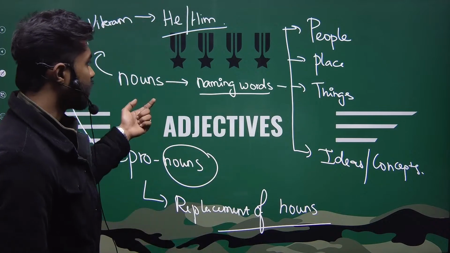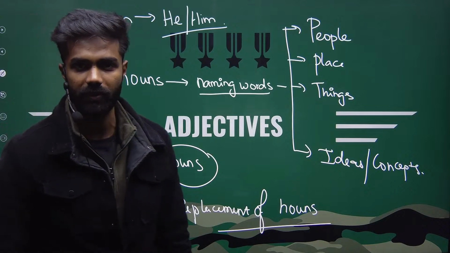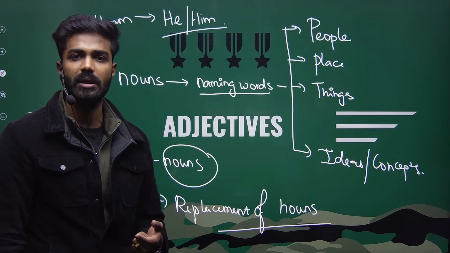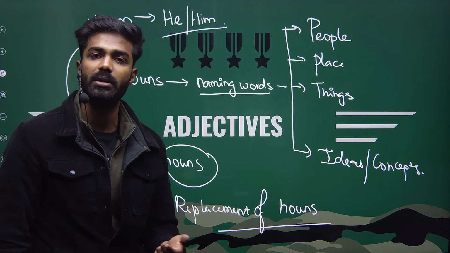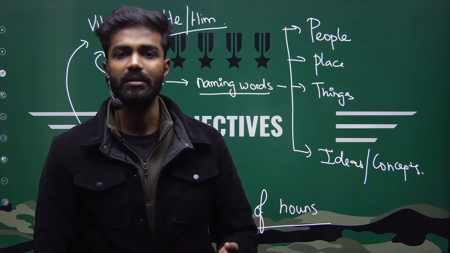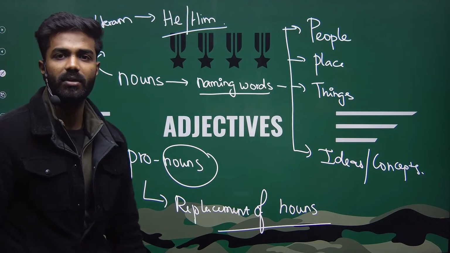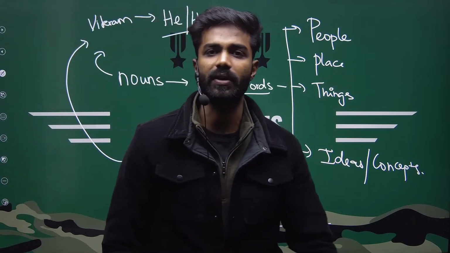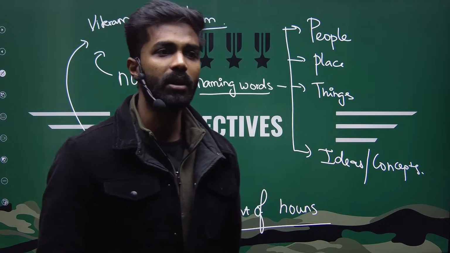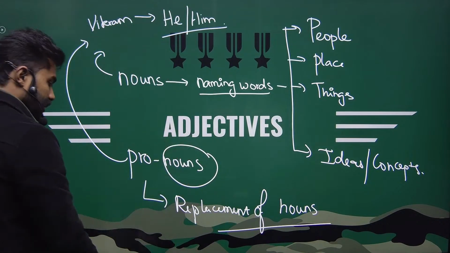So what are nouns? Nouns are naming words. Anything which you name, people, place, things, or ideas or concepts, we call them nouns. And the replacement of nouns are known as pronouns. For example, if there is a female, the possible pronouns for her would be she, her. Things, we can call it as it. We have different kinds of pronouns. In the last video we saw what are pronouns: relative pronoun, reciprocal pronoun, reflexive pronoun, interrogative pronouns, and other pronouns. So today we'll be dealing with adjectives.